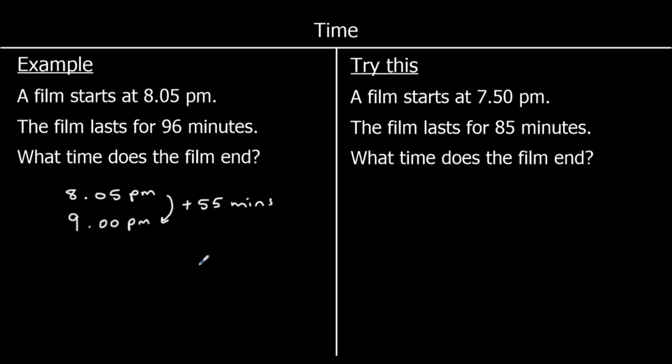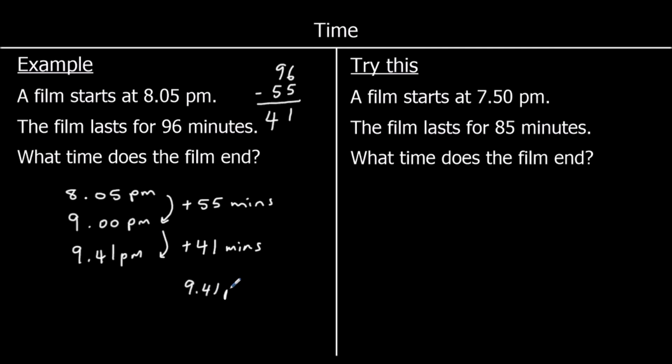Then how many more minutes do we have left? So 96 take away 55. So 6 take away 5 is 1. 9 take away 5 is 4. So we need another 41 minutes, which will get us to 9:41 p.m. So that's added on 96 minutes now. So the film ends at 9:41 p.m.